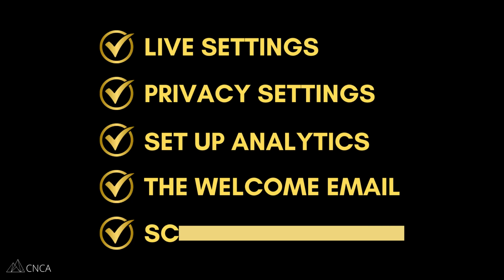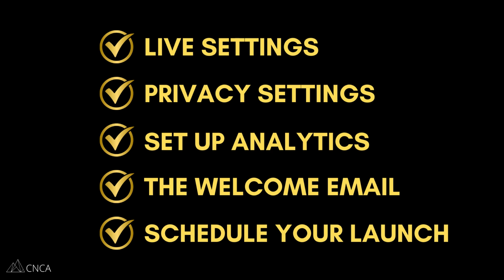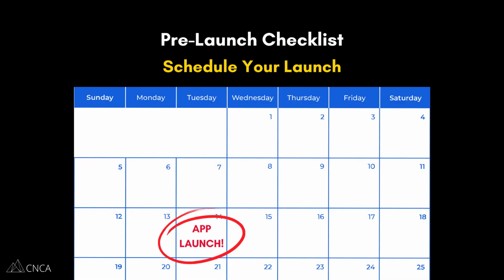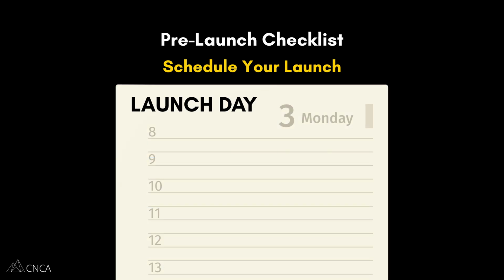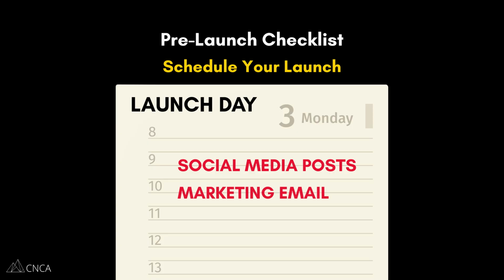Checklist item number 5, schedule your launch. Your launch isn't a single click of a button. It's a planned event. So don't leave it to the last minute. The most successful launches have a clear schedule for the day. This means scheduling your social media posts ahead of time to announce your launch across all your channels. It means preparing and scheduling an email to go out to anyone who has expressed interest in your product during your beta testing phase. It means writing a blog post announcing the launch and your journey so far.